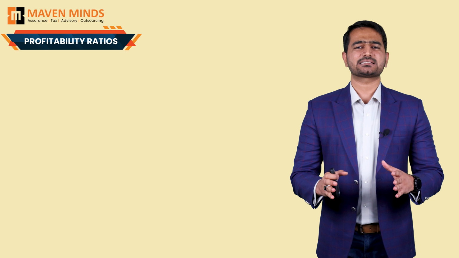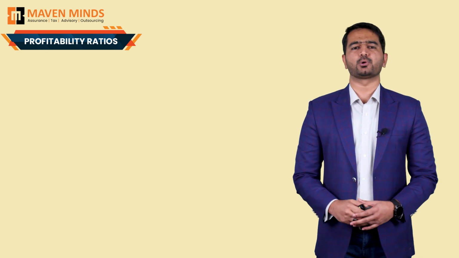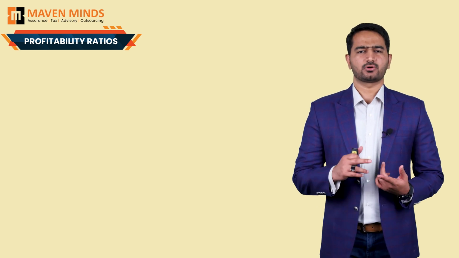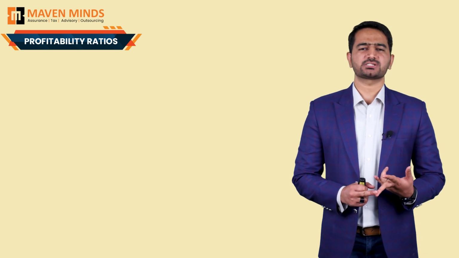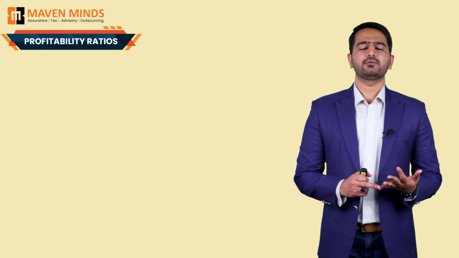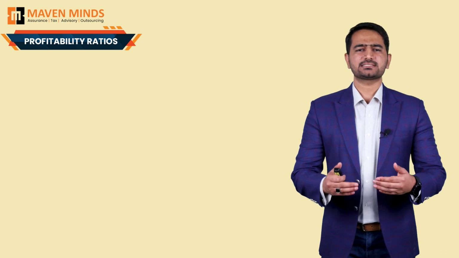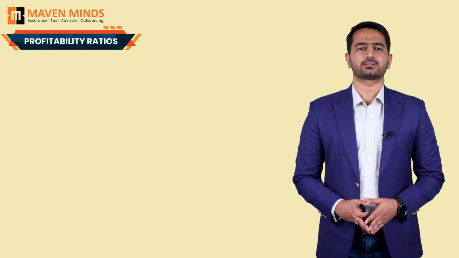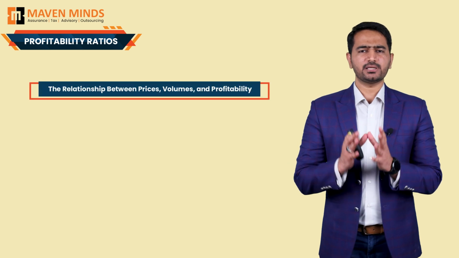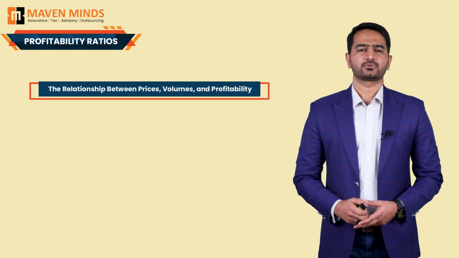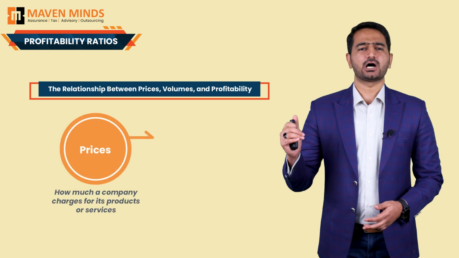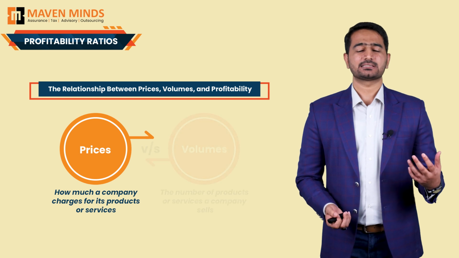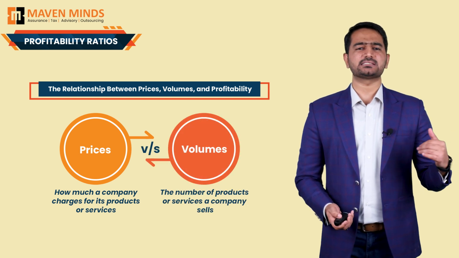Alright, my friends, that concludes our discussion on return on capital employed. Now that we have covered all the profitability ratios, gross profit margin, net profit margin, asset turnover, and return on capital employed, let's take a step back and look at the bigger picture of how businesses generate profit. Ultimately, profitability revolves around two fundamental elements. One is prices, that is how much a company charges for its goods or services, and number two is volumes, that is the number of goods and services a company sells.